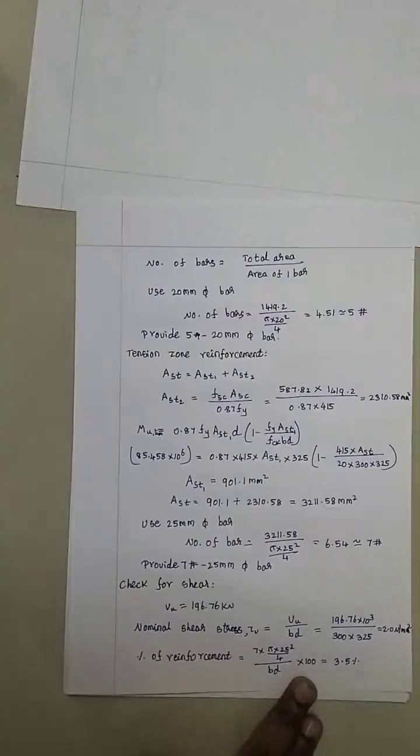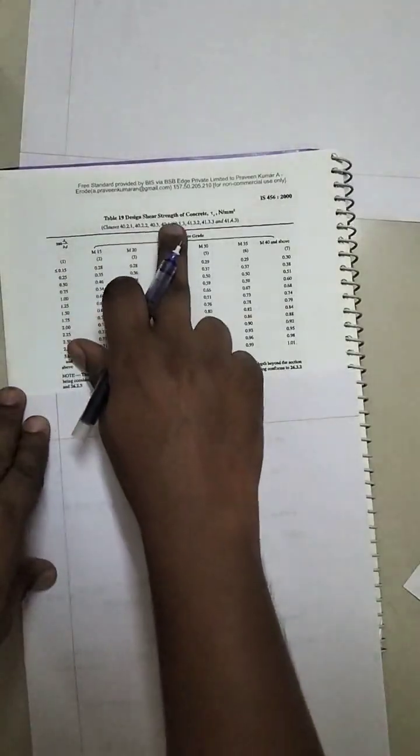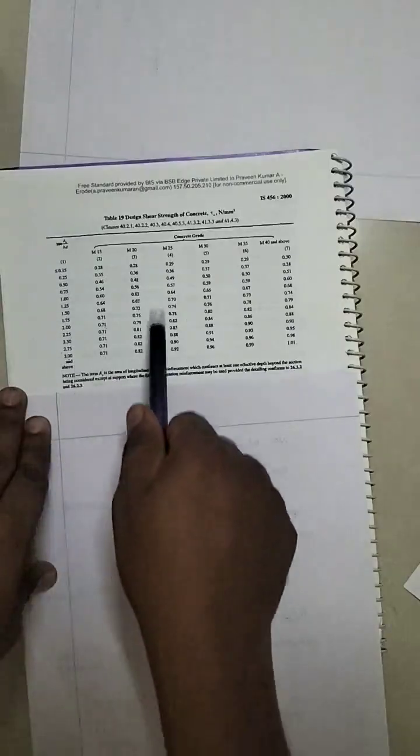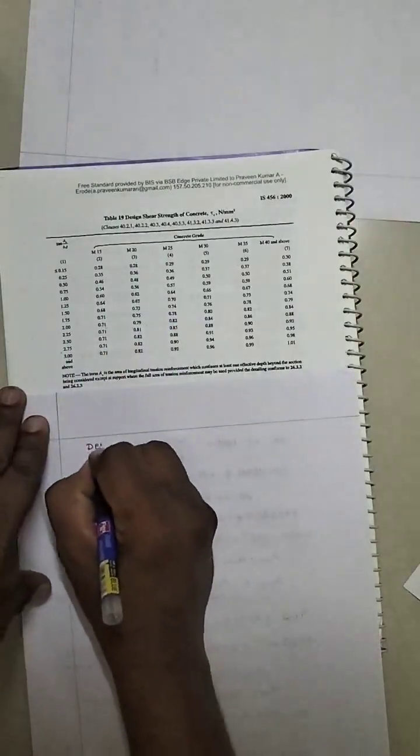So from page number 73 of IS 456, if you see, in IS 456 table 19 we have the percentage of reinforcement, that is As divided by bd into 100, which we have calculated, and they have given the values. Based on this value, by considering the grade of concrete, we can calculate the design shear strength of concrete.